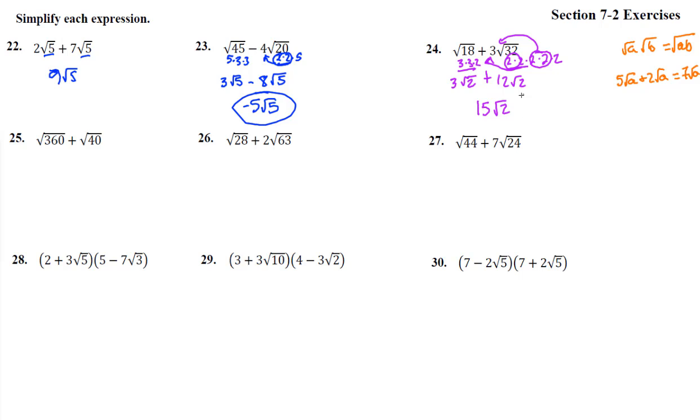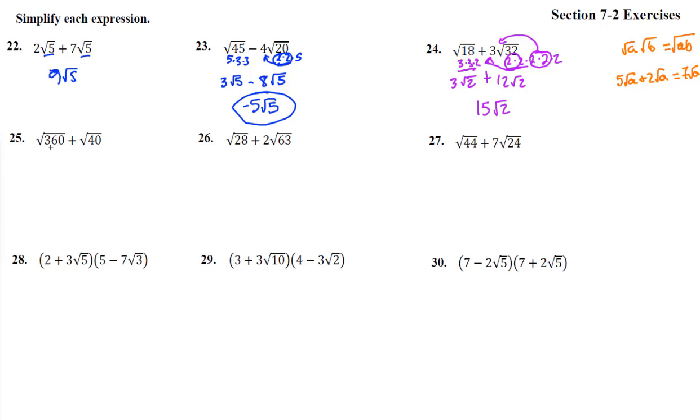Really, we're talking about, hey, we have 3 of those square roots of 2, and we got 12 of those other square roots of 2, and so that's kind of why we say 15 square roots of 2. It's a plural. We got 15 of those running around. All right, number 25.